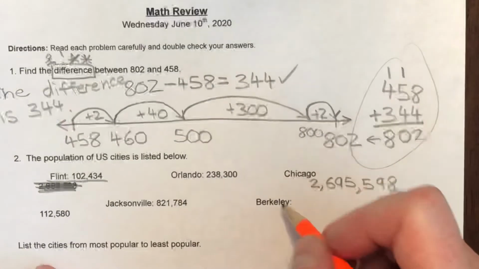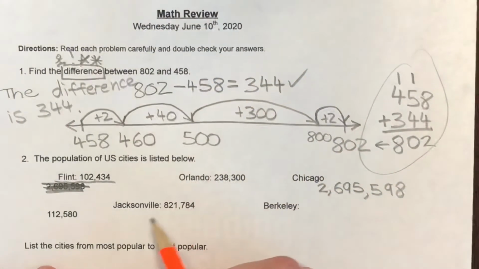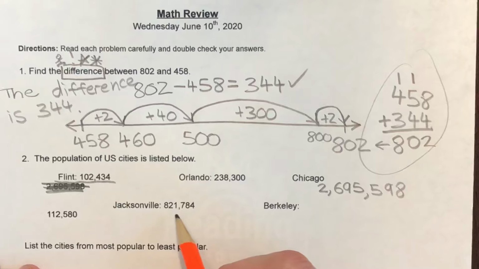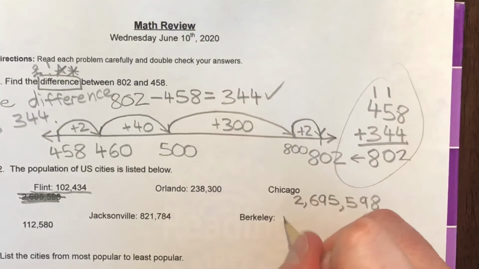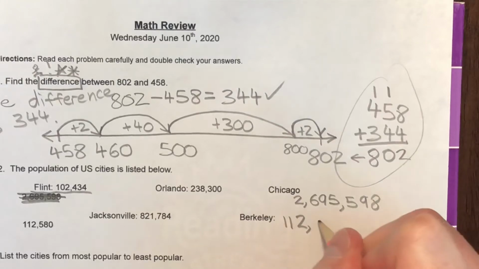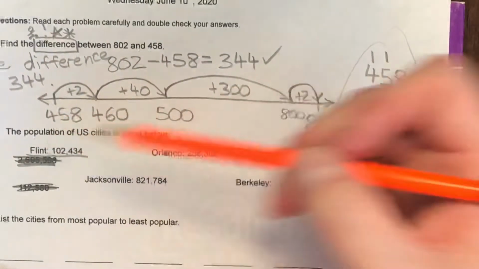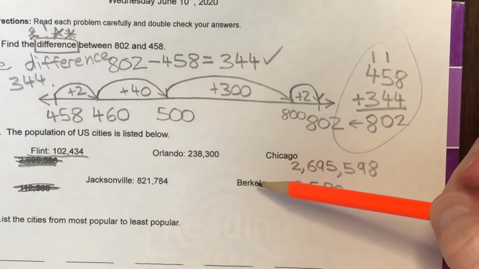Sorry, I don't know what happened with the printing of this page. No biggie, we'll get there. Jacksonville has 821,784 people living there. Berkeley has 112,580 people. So there are our 5 cities. We've got Flint, Orlando, Chicago, Jacksonville, and Berkeley.